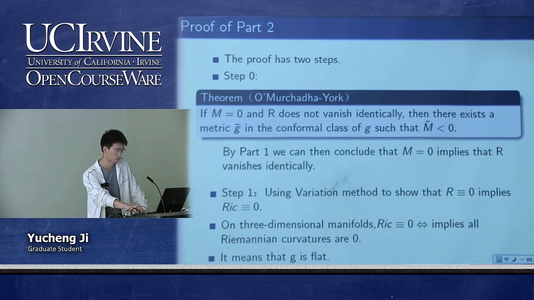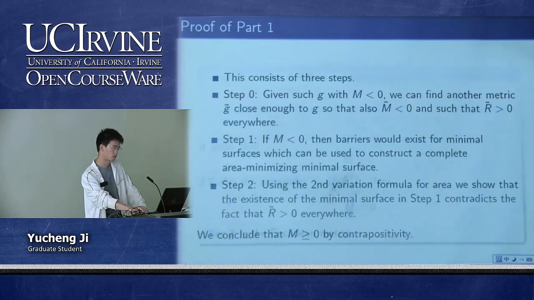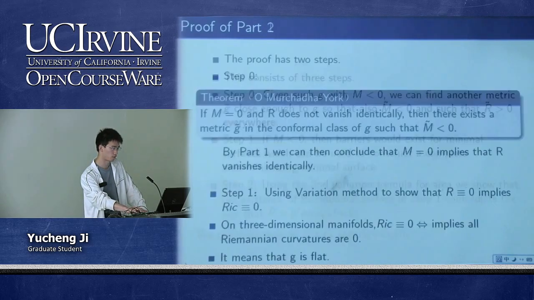Have some condition on that. And the second thing is that on 3-dimensional manifolds, Ricci equals 0 implies all Riemann tensors are 0. Then G is flat, because all Riemann tensors being 0 implies that G must be Euclidean. Okay, so this is just the time symmetric case.